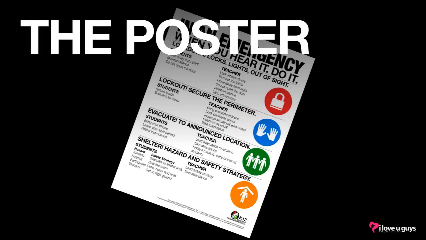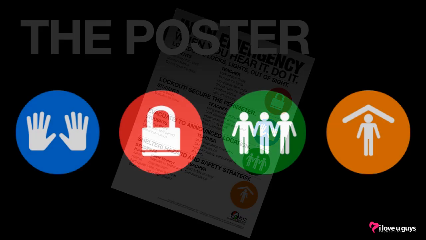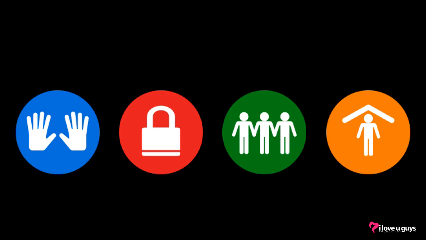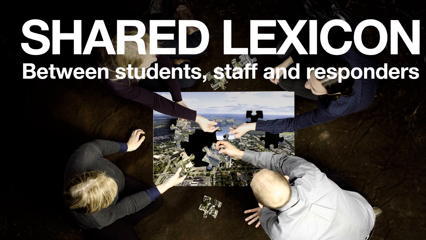You've probably seen this poster around the school and in classrooms. You've probably noticed the icons. We're going to talk about what these 4 icons mean. Schools across the country are adopting a standard to enhance student and staff safety during an incident or emergency. The key is that there is a simple, shared lexicon between students, staff and first responders. And when used, everyone involved shares the same expectations.